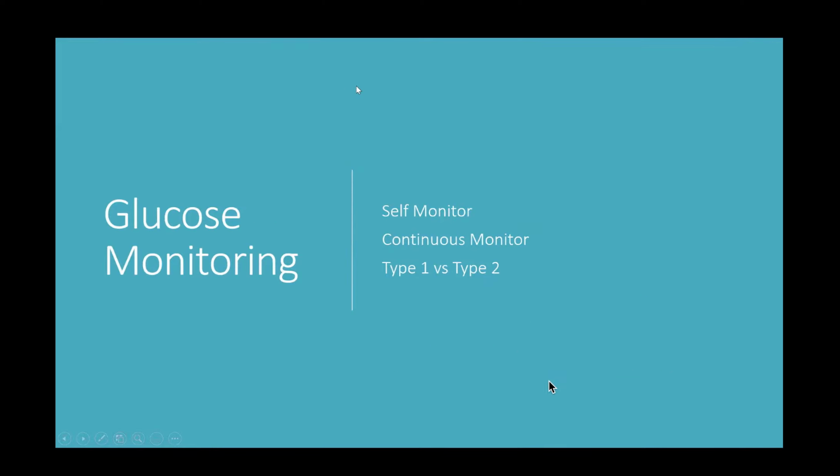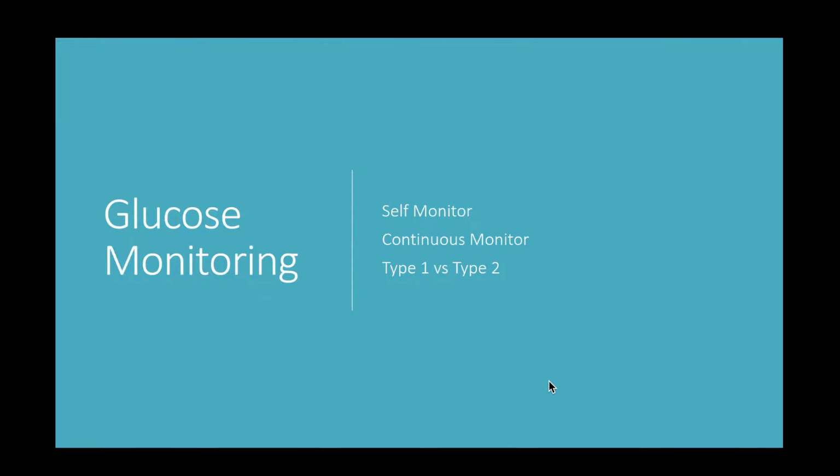So you guys went over glucose monitoring in foundations, right? Okay, so just as a brief review, there is self-monitoring, which is what we see most often. There's continuous monitoring, which is coming into favor. And then there is a difference between type 1 and type 2 testing.